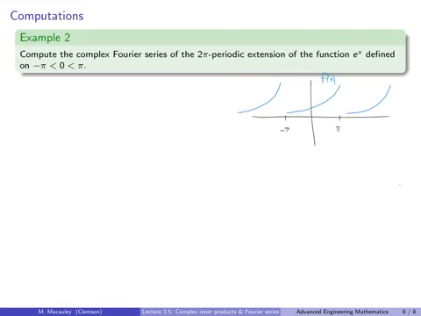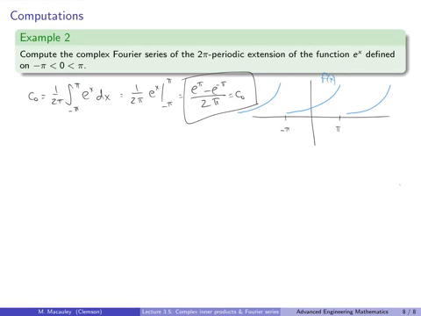Okay, so let's do this. So c naught is the average value. This is not going to be 0 anymore because the average value is non-zero. So c naught is 1 over 2 pi times the integral from negative pi to pi of the function e to the x dx. So this is 1 over 2 pi times e to the x from negative pi to pi. That's e to the pi minus e to the minus pi over 2 pi. That's c naught. Okay, that's a little weird.